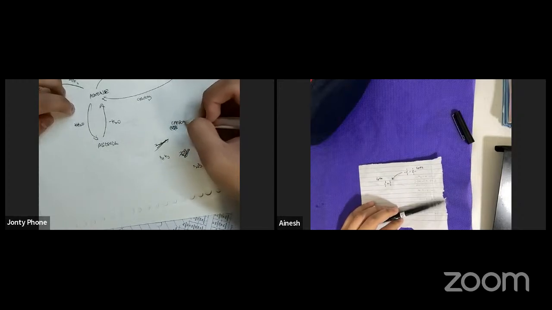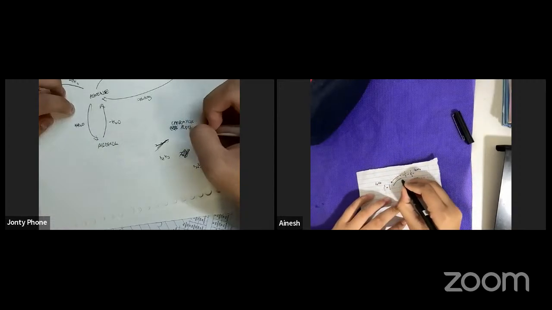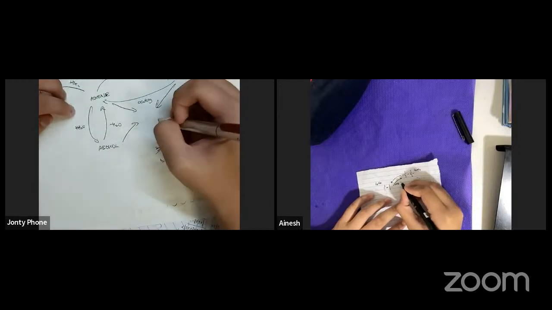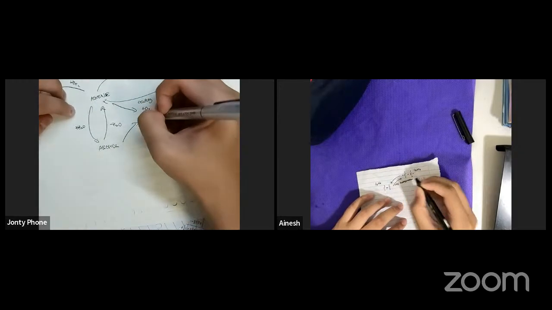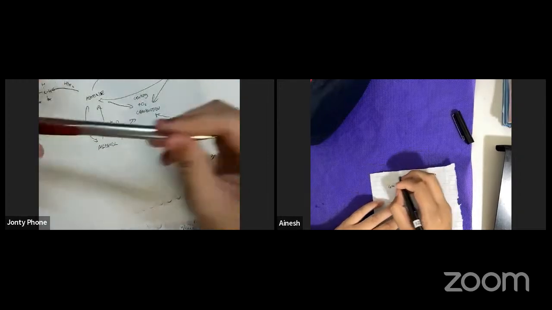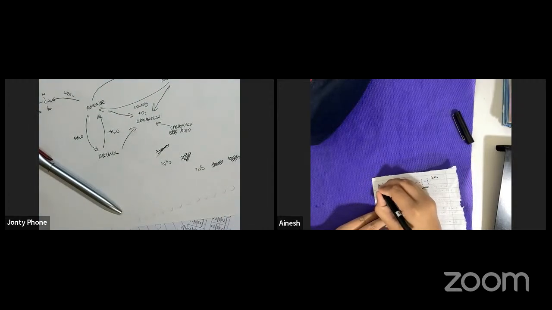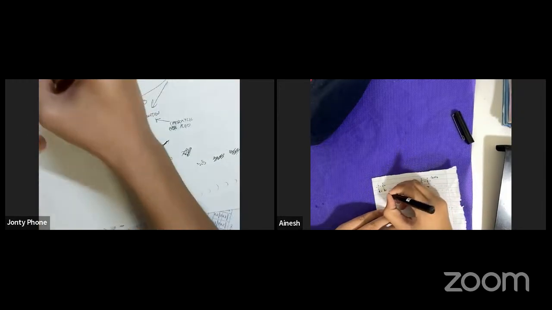Okay, Ainesh, that's a good start. That's not a bad start. Good. Nice start, Ainesh. Nice start. Good. Right. So John D, add the brown color in Br2 just to remind you that it is for identification purpose.